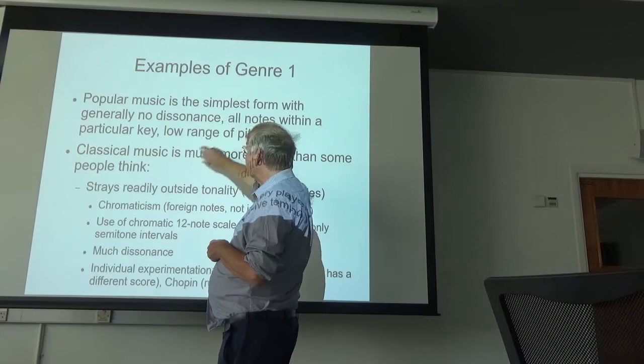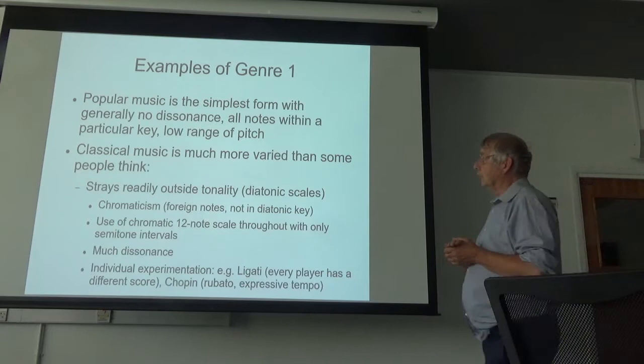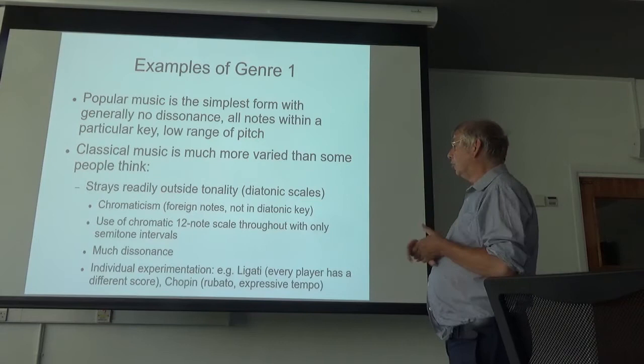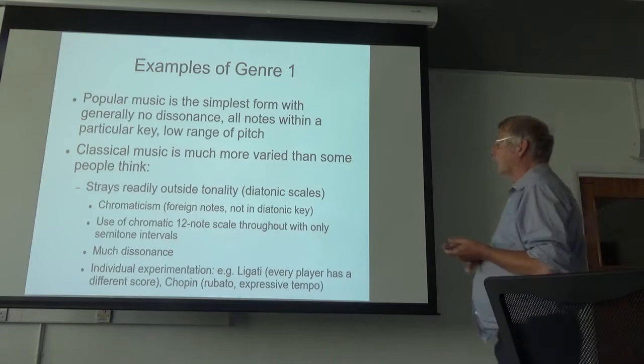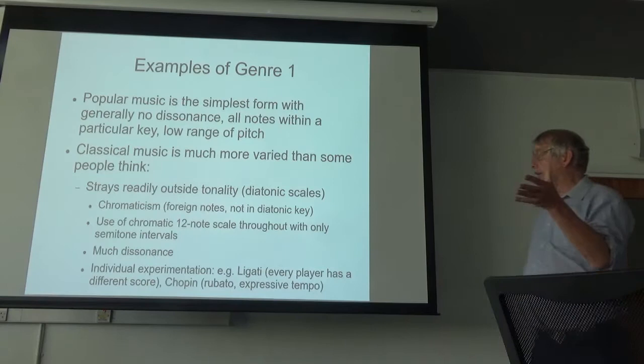Classical music, though, is really a lot more varied. And some people think, oh, it's very staid, whatever. But in fact, it's extremely complex in the way it's produced. Tonality, that's the diatonic scale, strays readily outside that. You have what's called chromaticism, where composers write in a particular key, but they put in foreign notes which are not in the diatonic key.